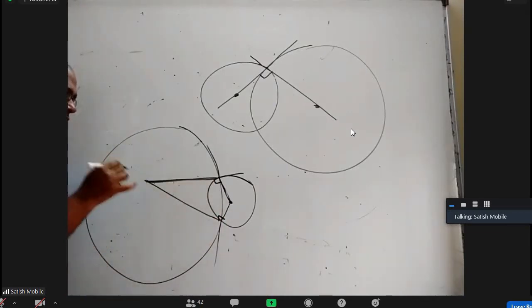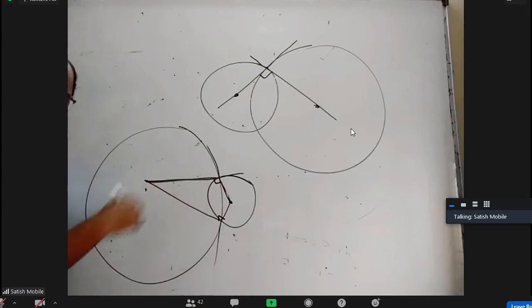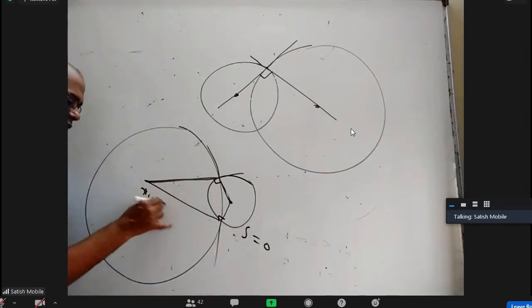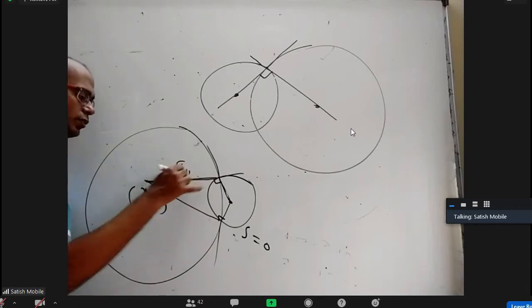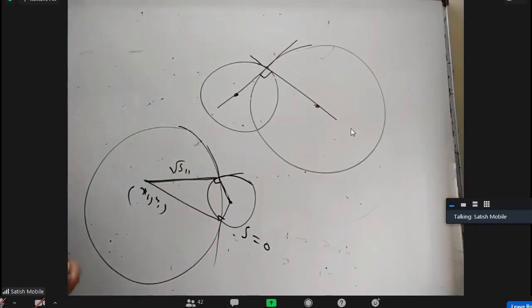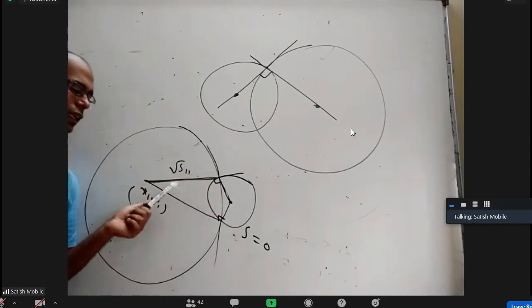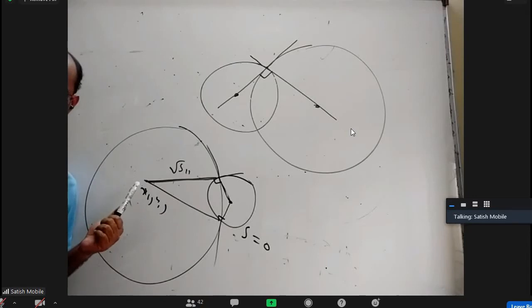Then what is the radius? How will you find this? It is nothing but the length of the tangent from this point to the small circle. So if this is S equal to 0 and this is (x1, y1) as the center, this length is simply root S1. So whenever two circles are intersecting orthogonally, you take the center of one circle, find the length of the tangent to the other circle, and that will give you the radius of the first circle. Is it clear?